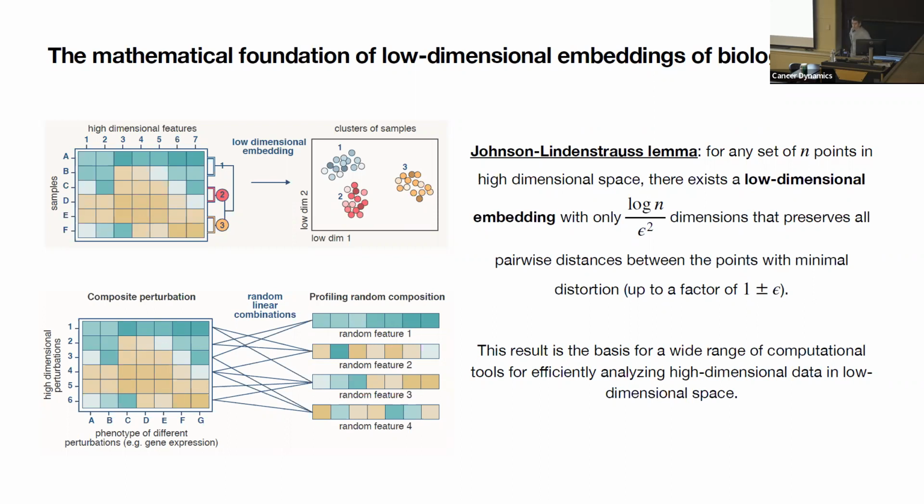Okay, so this is a very powerful result that says that for any set of n points in high dimensional space, any data, whatever it is, doesn't matter where it came from, there always exists a low dimensional embedding requiring only about log n dimensions that preserves all the pairwise distances between the points with minimal distortion. So for example, in biological problems, we very often collect very, very high dimensional data, and we're very proud of ourselves that we spent lots of money to collect high dimensional data.